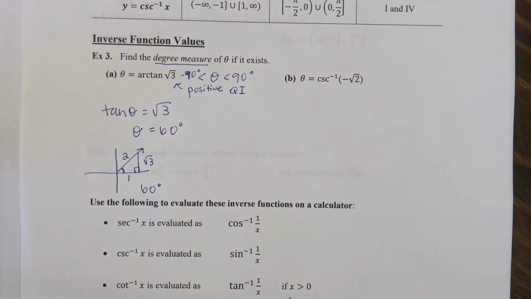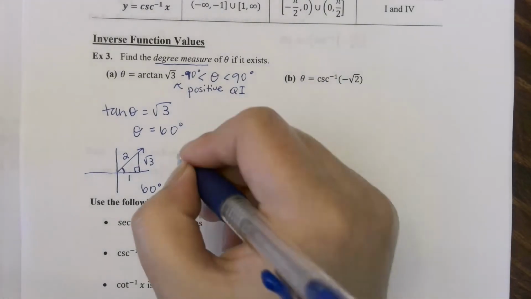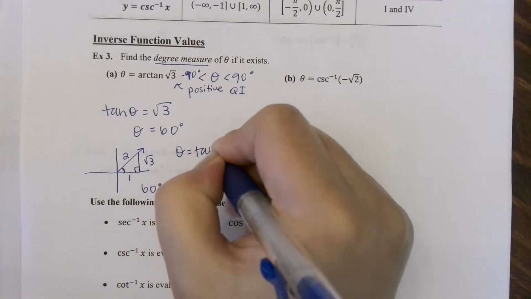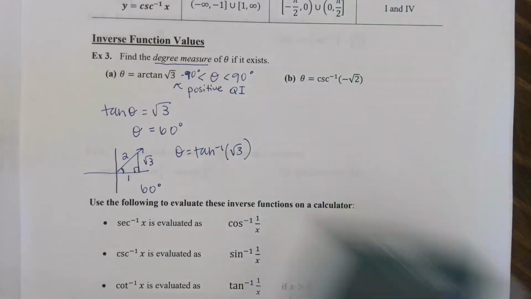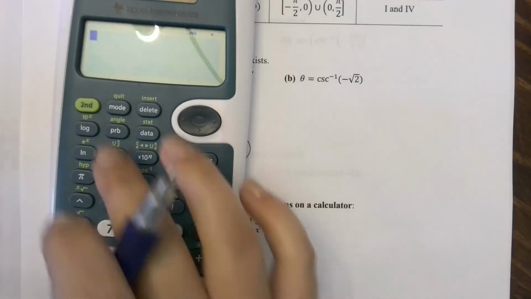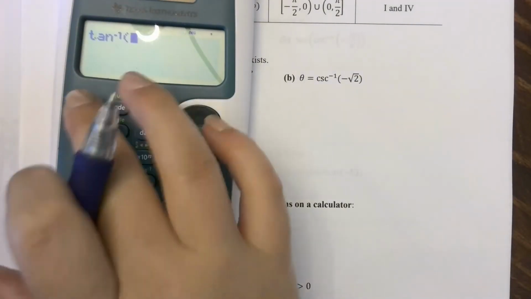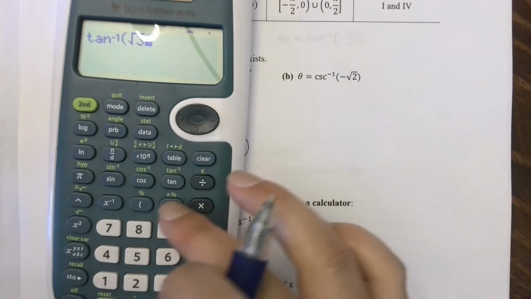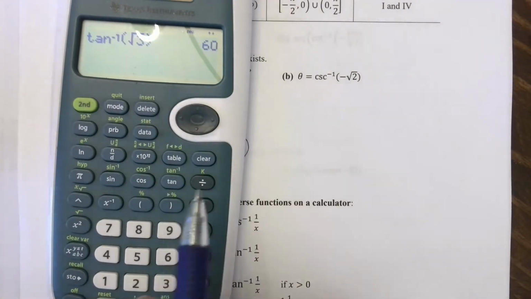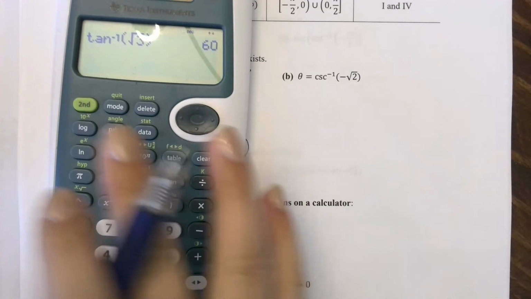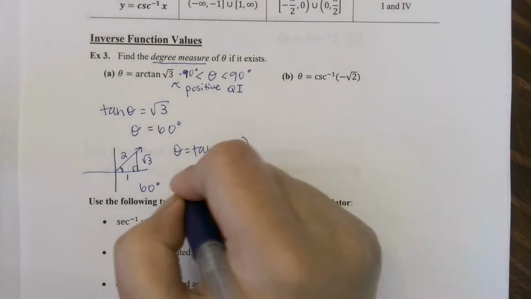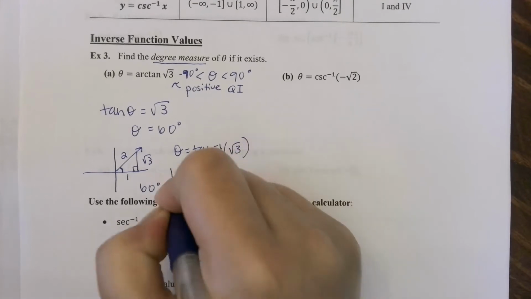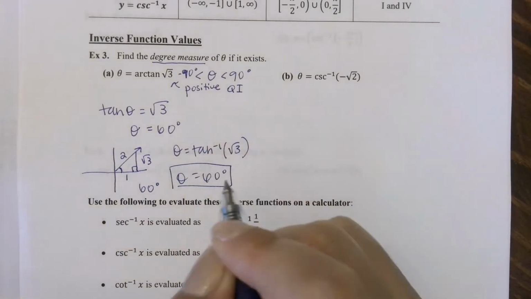You could have also put this in your calculator. Theta equals tan inverse of square root of 3. If I did tan inverse of square root of 3, I would have gotten 60 degrees. Make sure you check your mode. We're talking about degrees here, so your calculator needs to be in degrees.